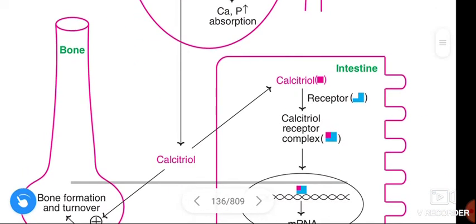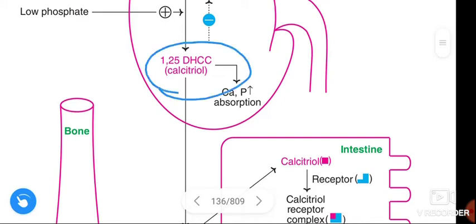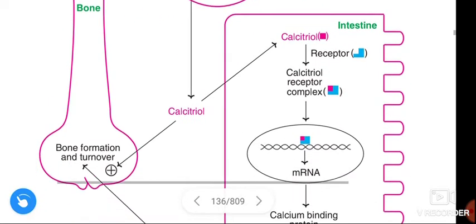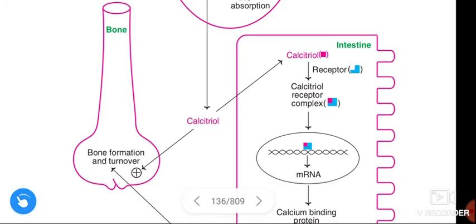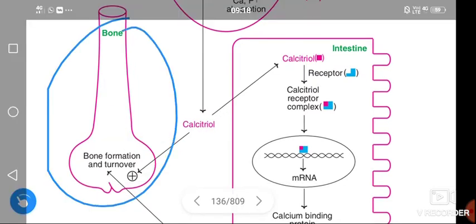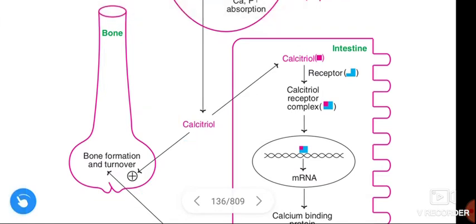Next, this calcitriol comes out from the kidney and enters either into the bone or the intestine. This is the bone. This calcitriol helps in formation of bone. This calcitriol stimulates the bone formation.